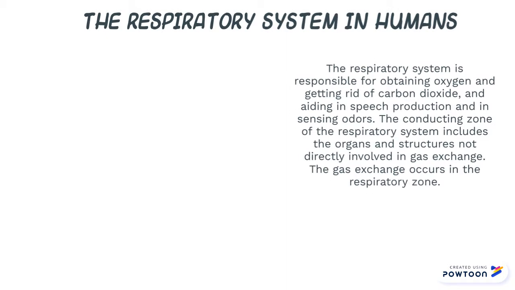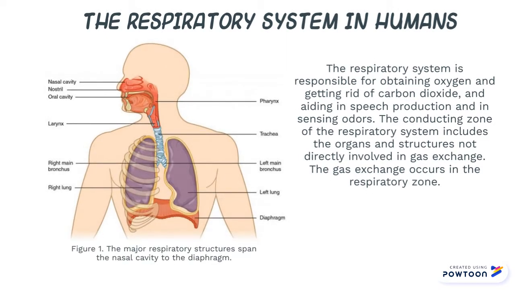The respiratory system is responsible for obtaining oxygen, getting rid of carbon dioxide, aiding in speech production, and sensing odors. The conducting zone of the respiratory system includes the organs and structures not directly involved in gas exchange. Gas exchange occurs in the respiratory zone.